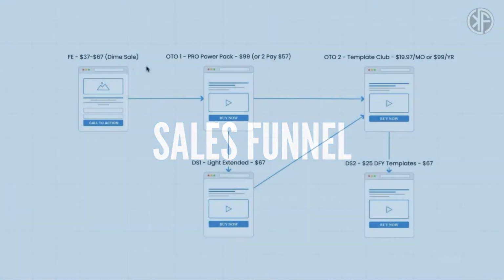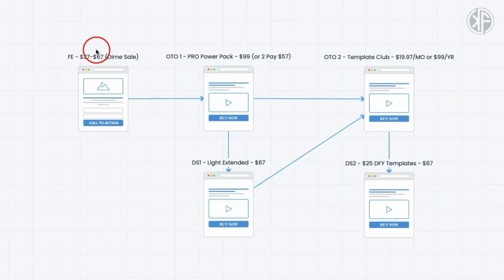So let's quickly go over the sales funnel. The front end price of Kuicklist ranges from $37 to $67, and this is on what they call a dime sale. If you're not familiar with that, with every purchase of the front end product, the cost will increase until it gets to $67. So if you want to get this at the lowest possible price, you need to act fast. Now OTO number 1 is called the Pro Power Pack, and this costs $99, or you can get it for 2 payments of $57.